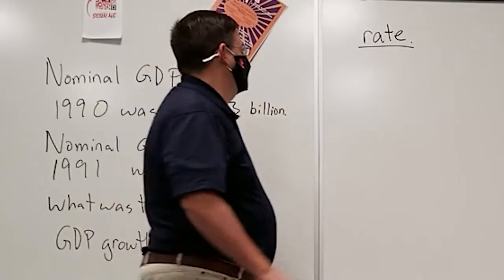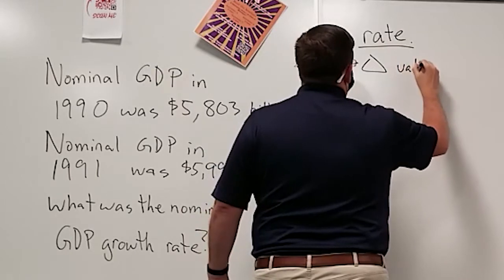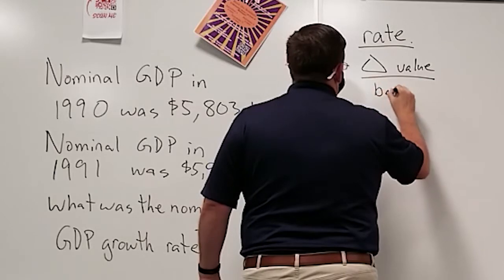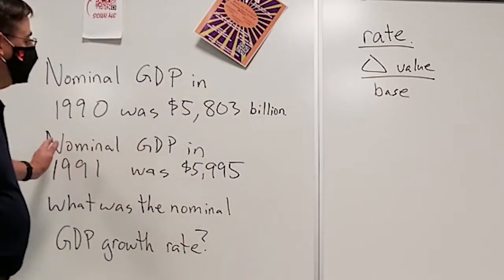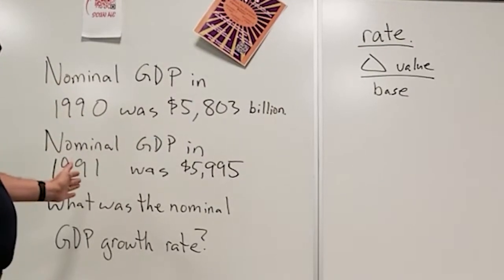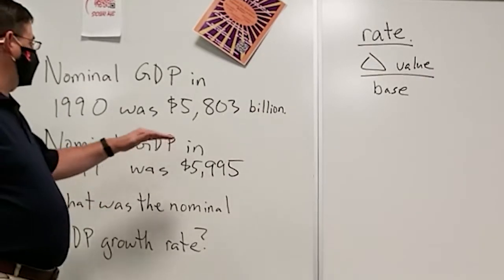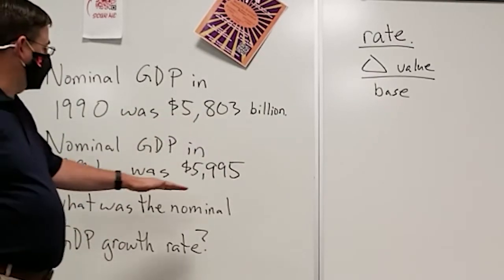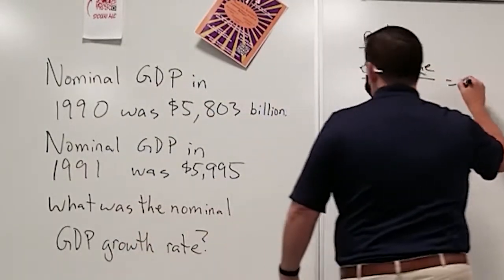Change in things. What we're looking for is the change in the value divided by the base for that value. So in this story, we're looking at the change in nominal GDP over time divided by the base of that value, and we're going to use 1990, the earlier year, as the base. So the difference, the change in it, would be this minus this.